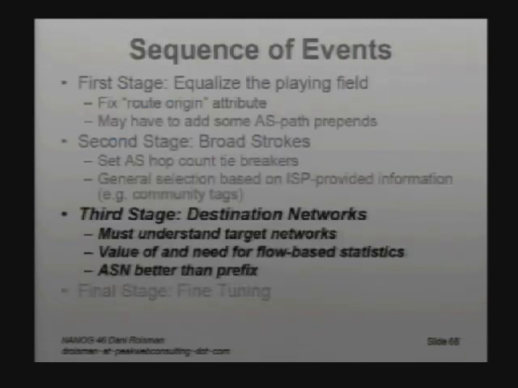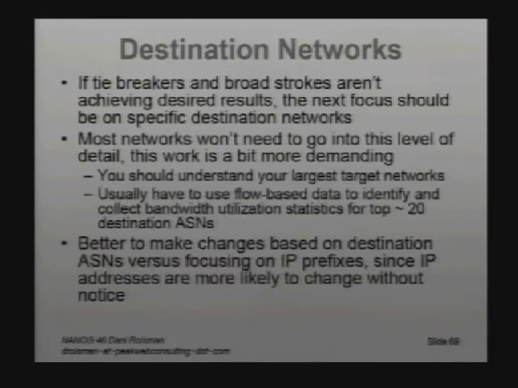If that's not enough for you, if the second stage is not enough for you, you're going to have to go into a third stage. You're going to have to make some decisions based on specific destination networks. Most networks don't have to go into this level of detail. Like I showed you an example of a 10 gig network. We didn't actually have to go this far. Which is good, because this work is a little bit more demanding.